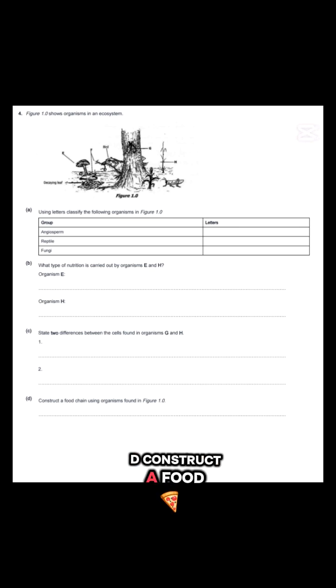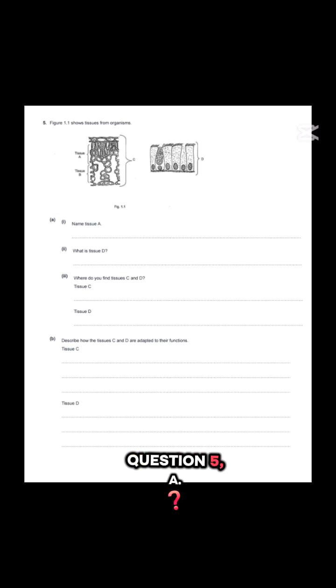D. Construct a food chain using organisms found in Figure 1.0. Answer: Organism H, green plant, arrow, grasshopper or arrow, bird. Question 5. A. 1. Name tissue A. Answer: Palisade mesophyll tissue. 2.